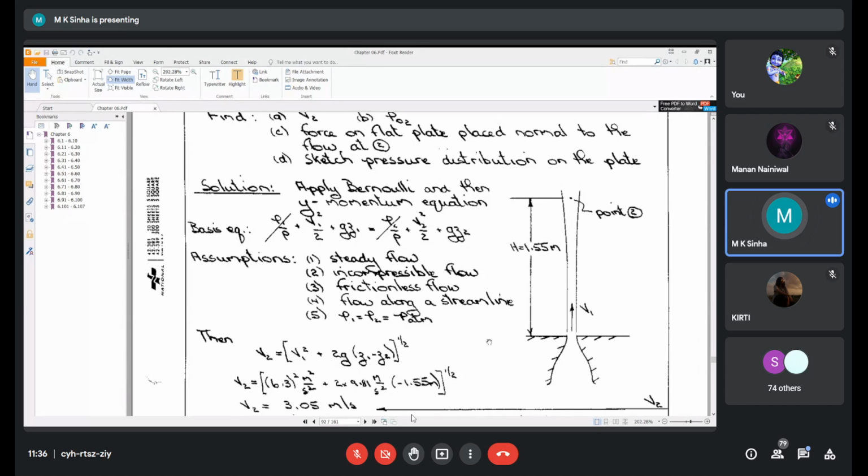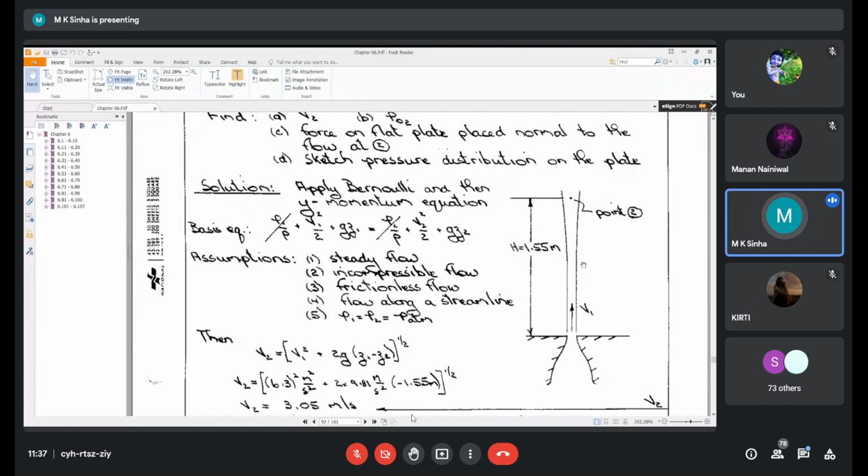So a water jet is directed upward here, the water jet at the bottom. It is an upward directed area A1 of 100 millimeter square, and the exit jet speed V1 is given as 6.3 meter per second. The flow is steady and does not break, meaning continuous. Point 2 is somewhere 1.55 meter above the nozzle exit.